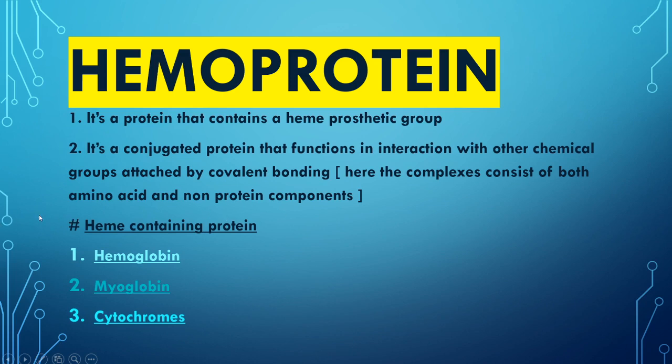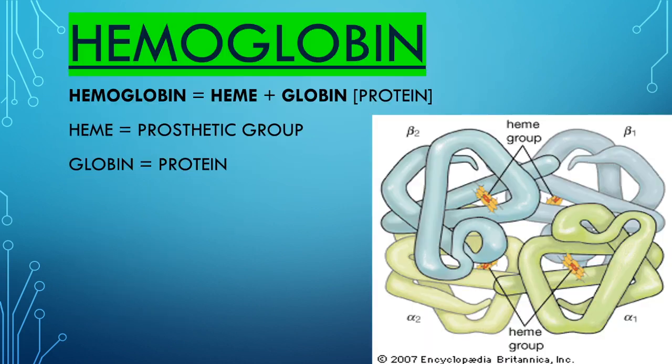So heme containing proteins are hemoglobin, myoglobin, and cytochromes. These are the heme containing proteins, and there are some heme containing enzymes also present like catalases, peroxidases, tryptophan dioxygenase, and other tryptophan peptidolases. Okay, so let's move to the hemoglobin.